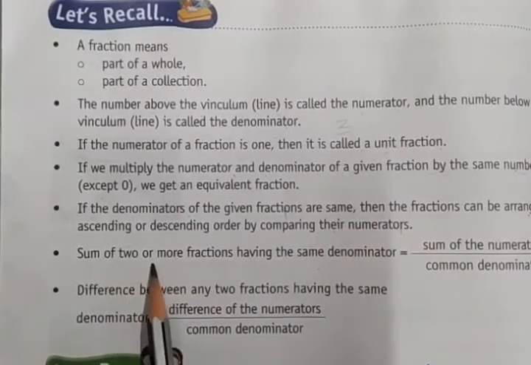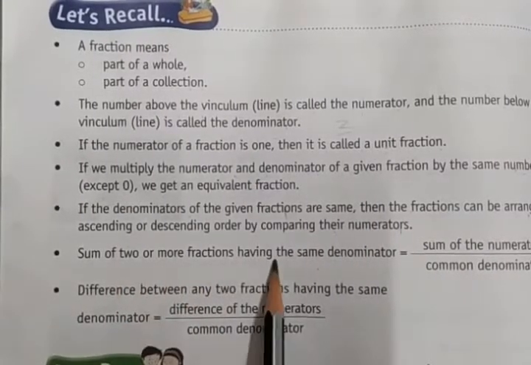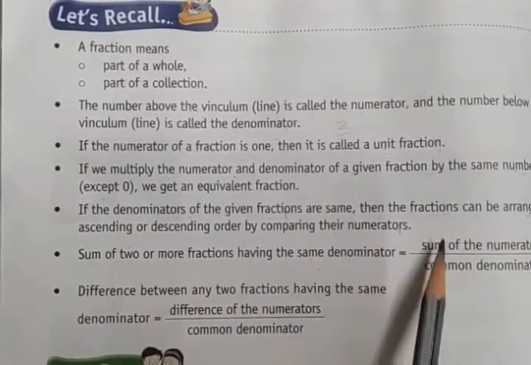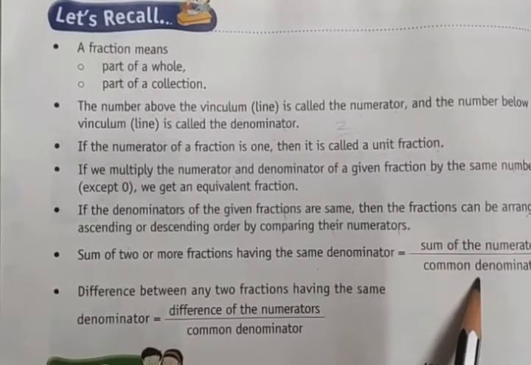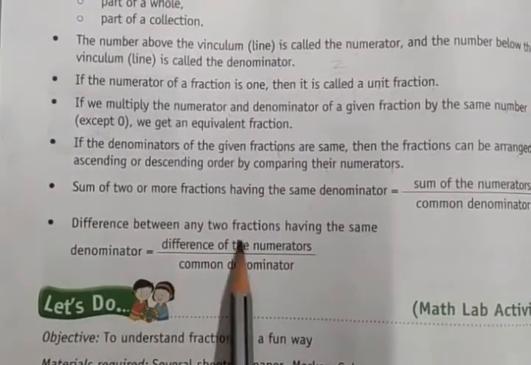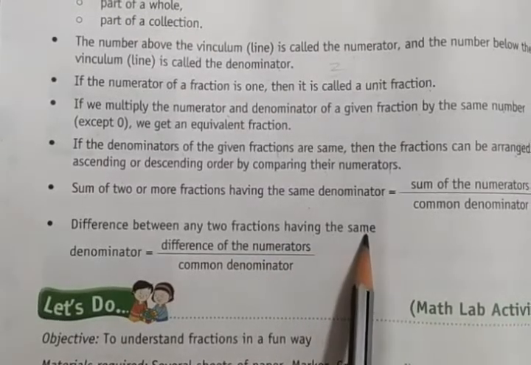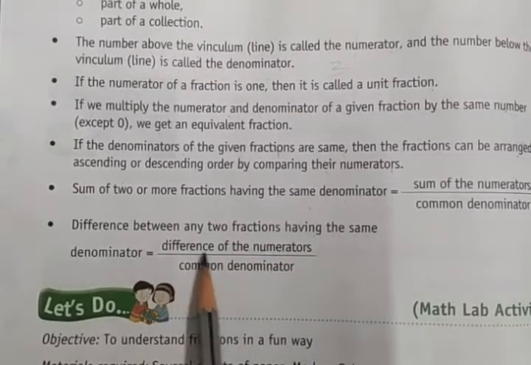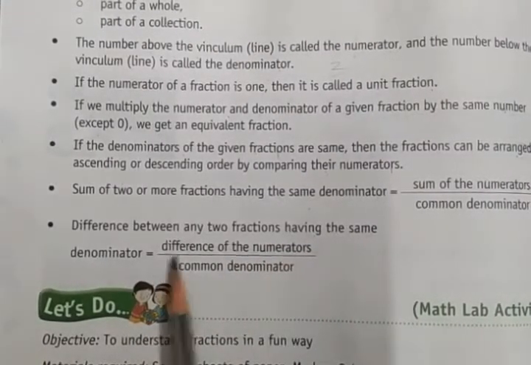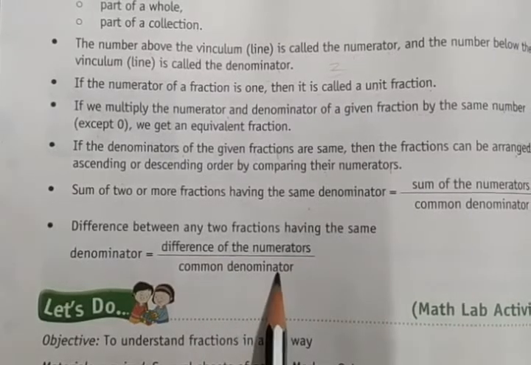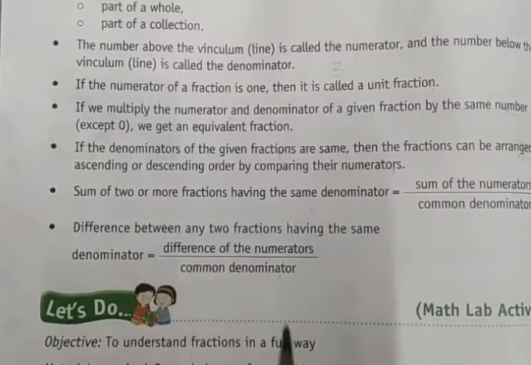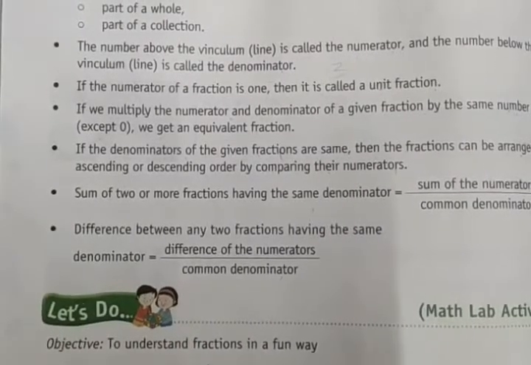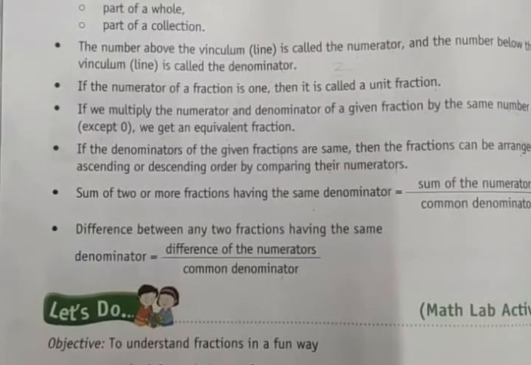The sum of two or more fractions having the same denominator is equal to the sum of the numerators by the common denominator. The difference between two or more fractions having the same denominator is equal to the difference of the numerators by the common denominator. Right? So this is what all we have learnt in this unit.